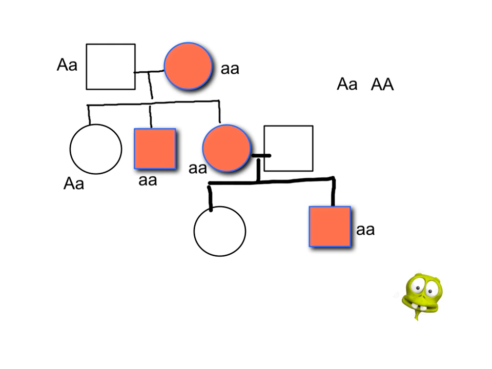Bob's granddaughter has a mother who is big A, little a, so she must also have one copy of the little a. We call this being a carrier.